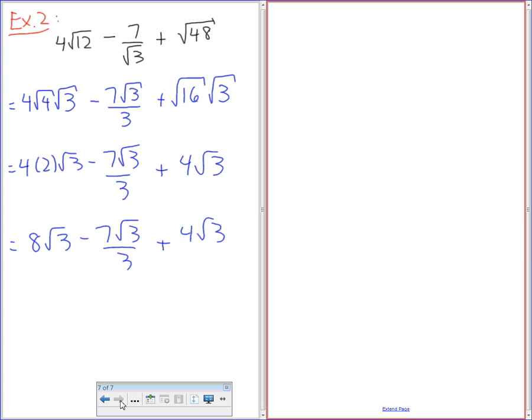Go ahead, Matt. 4 and the 8 go together. Okay, good. So I'm going to say 8 root 3. Please don't write this down yet. So that turns to 12 root 3 minus 7 root 3 over 3. That is great, but there's still one more step, so please don't write it yet.